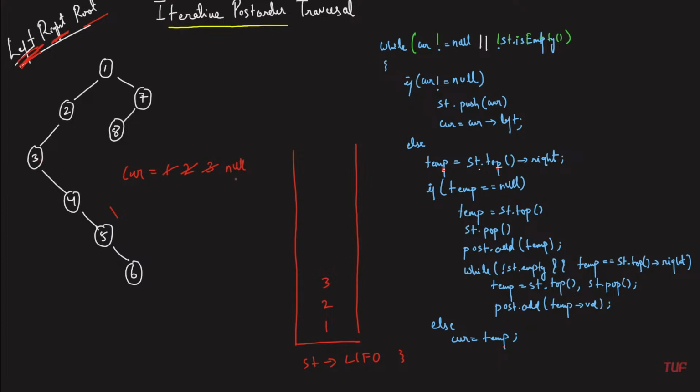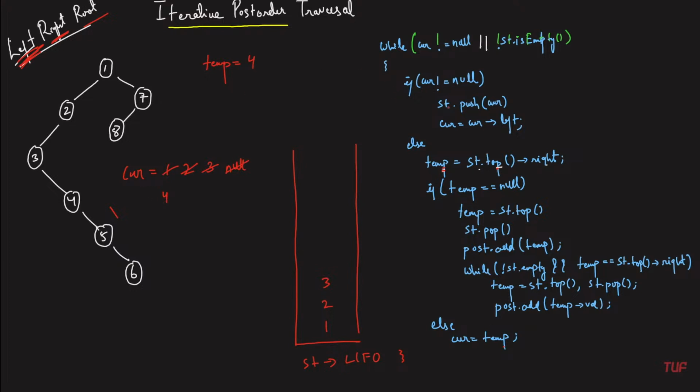Cur is null. So the moment I come back again, I see cur is null. So this if is not executed, and the else is executed. What happens is, temporary is st.top's right. 3's right is 4. So temporary is a variable that's assigned to 3's right, that's 4. Is temporary null? No. So cur will be reassigned to the right. So cur is reassigned to 4.